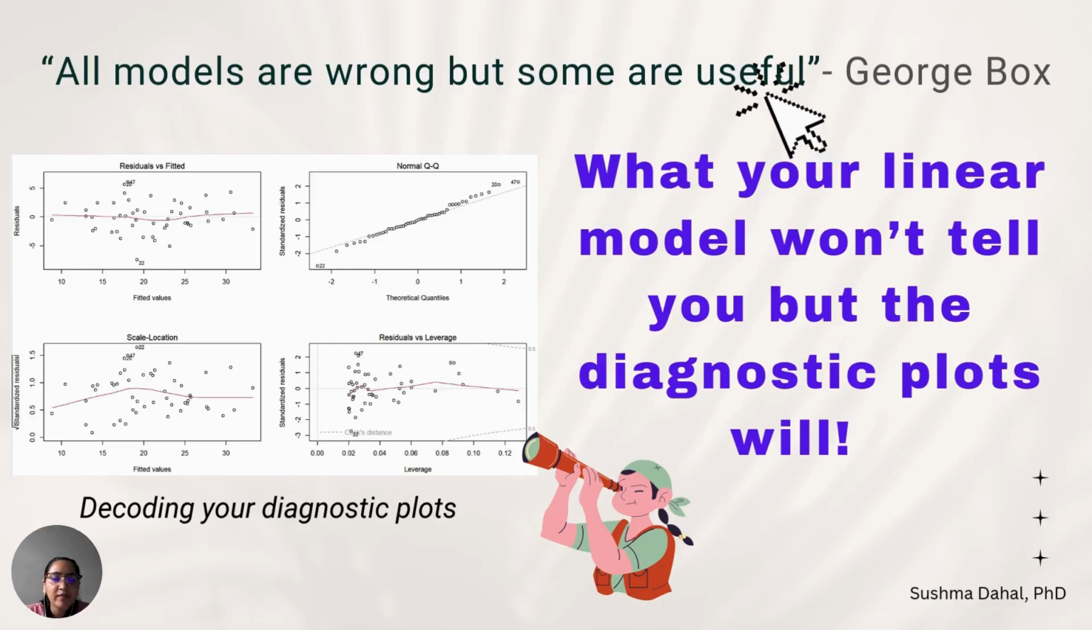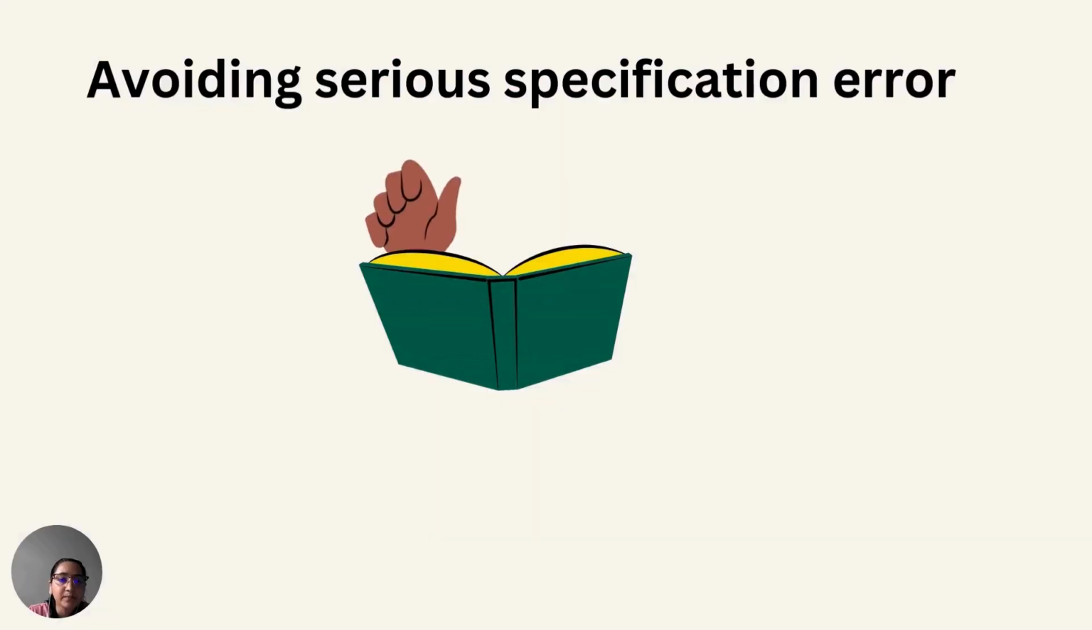In this video, I will share how I use the diagnostic plots to understand the usefulness of my linear regression model. A famous quote by Dr. George Box states that all models are wrong, but some are useful. Indeed, every statistical model is an approximation of reality. So, in my work, I do not aim for a perfectly fitting model. Instead, I focus on whether my model is useful as long as the model specification is reasonable.